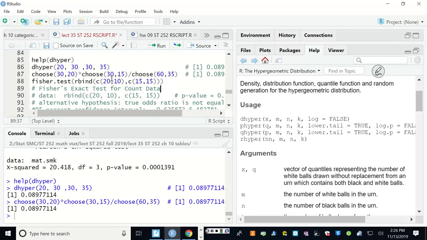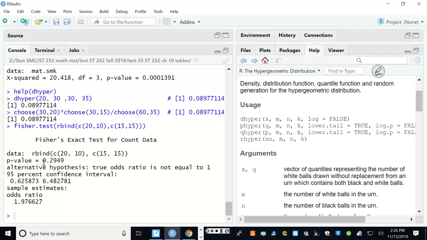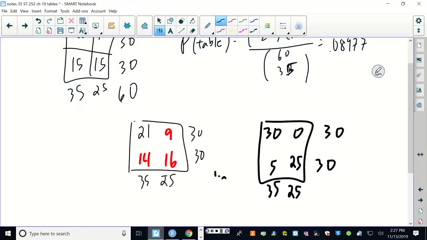And if we have 20, 10, 15, and 15 as our table, Fisher's exact test gives us a p-value for testing whether it's independent or not of 0.2949. So it's enumerated all those particular tables and added up the probabilities. If this is bigger than 0.05, we don't reject independence.